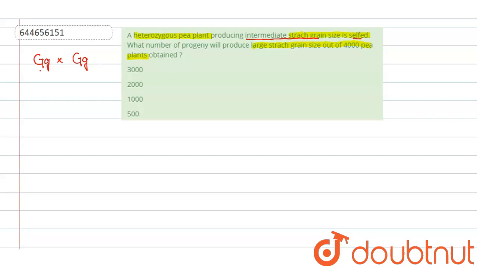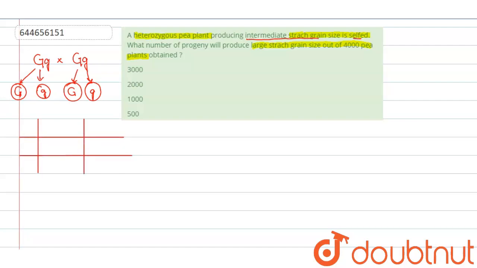will be obtained. So first, during gamete formation, we'll be getting two different types of gametes in both the parents. So capital G and small g. And again here we'll be getting the capital G and small g. So now when we draw a Punnett square for this, we can find out the offsprings of this particular self-cross. So I'll be writing down the genotypes of the gametes of both of the parents in the first row and the first column. So capital G and small g, and even here it is capital G and small g.